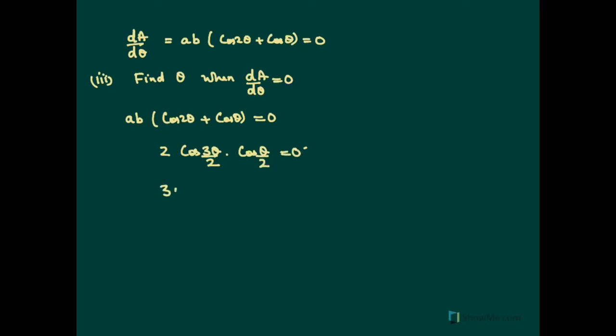Now let me remind you that cos of pi by 2 is 0. So one of these angles has to be pi by 2. So take 3 theta by 2 as pi by 2 or theta by 2 as pi by 2. Theta by 2 as pi by 2, not cos theta by 2, only theta by 2. So that means there are two possible answers. One is theta can either be pi by 3 by cancelling the 2 and 2, or theta can be equal to pi.